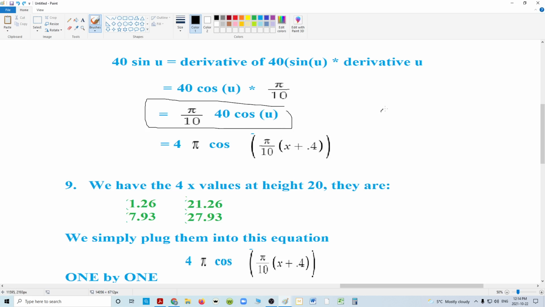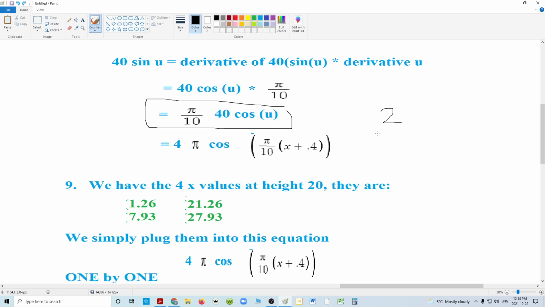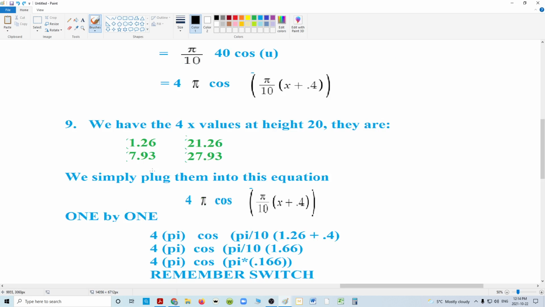So now if I said at 2 seconds, how fast is he going? I can put in 2 here, do 2 plus 0.4, multiply it by pi, divided by 10. Take the cosine of that, then multiply it by pi and 4, and I will see how many meters per second he is climbing at 2 seconds. Fortunately, we did find out the 4 x values for this particular situation. We found out the x values were right there. We simply plug them in for x 1 by 1.